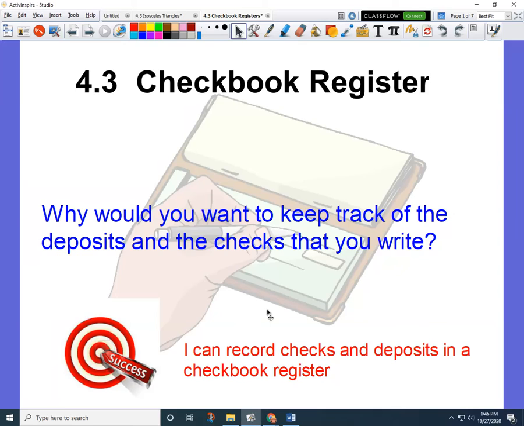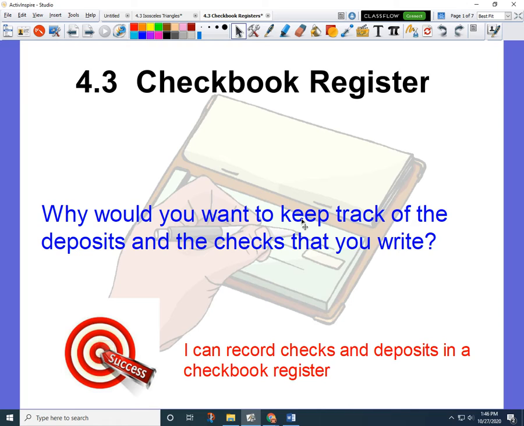So one of the things you have to be able to do well if you're going to successfully use a checkbook is keep what's called a checkbook register. It's basically a little book that you keep in your checkbook with your checks where you record all of your different transactions, all of your deposits, all of your withdrawals, checks you write, trips to the ATM, anything that moves money into or takes money out of your checking account.